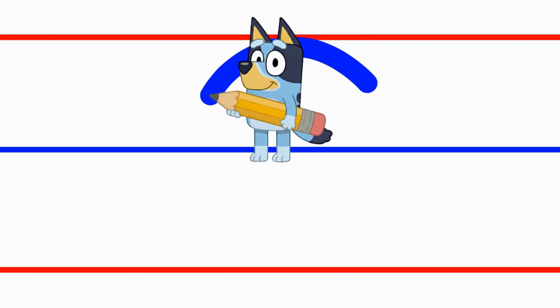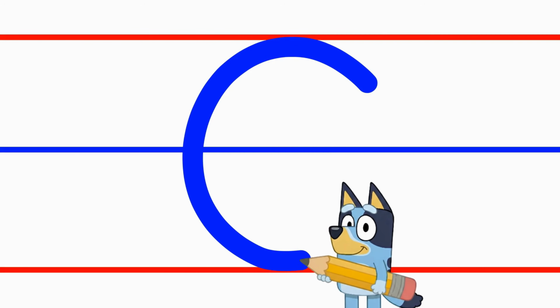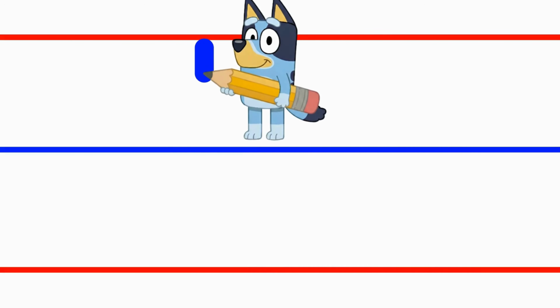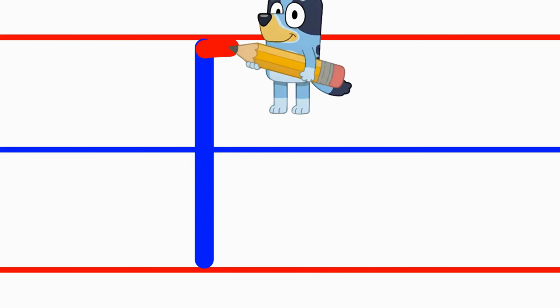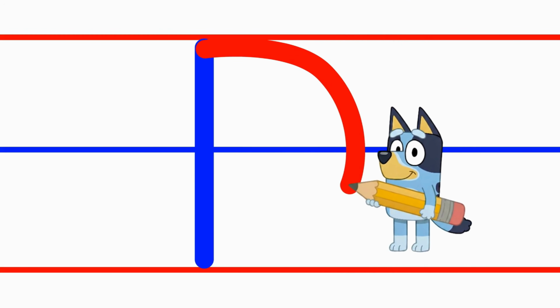Big half circle. Capital C. Standing line. One big half circle. Capital D.